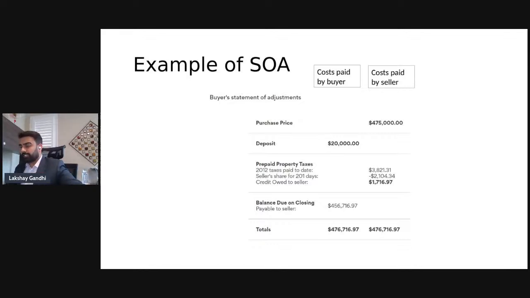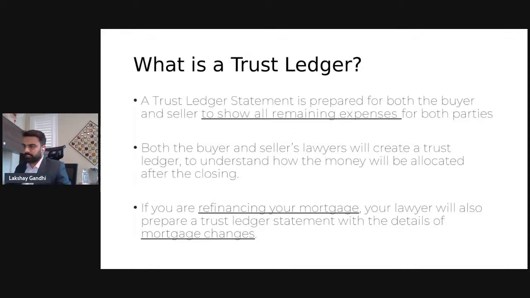Now let's move to the next slide, which is what is a trust ledger. In a trust ledger, we basically describe all of the remaining expenses related to buying a house. We noticed in the statement of adjustment, it highlighted the deposit, the utilities, and property taxes. But what about the commission paid to the realtor? What about the title insurance? What about the legal fees paid to the lawyer? All of these fees also need to be highlighted somewhere to arrive at the exact number. So that is where the trust ledger comes in handy.